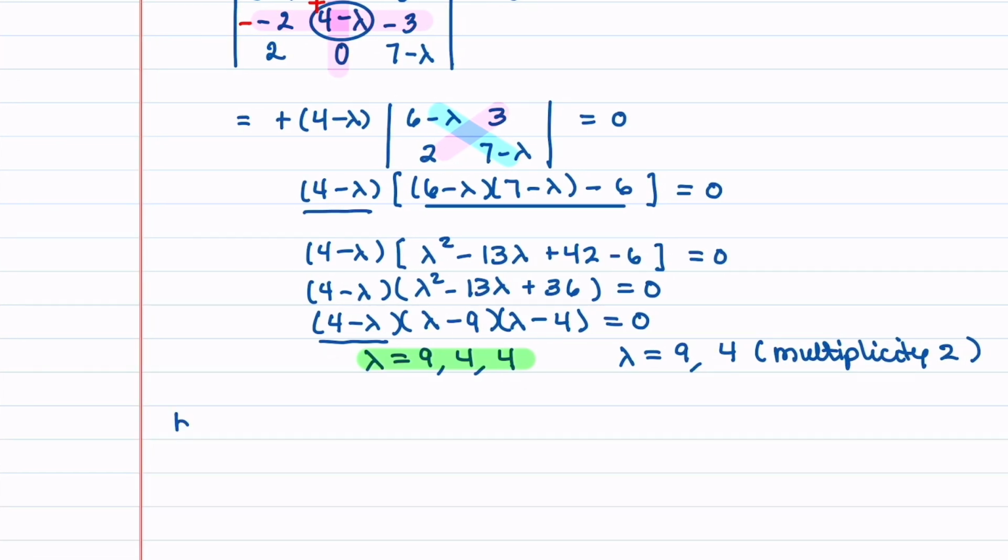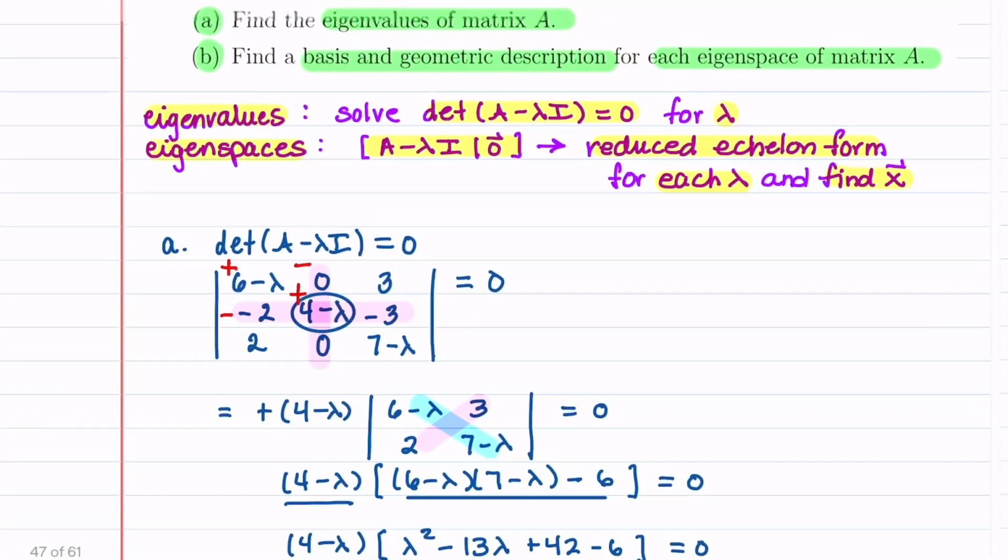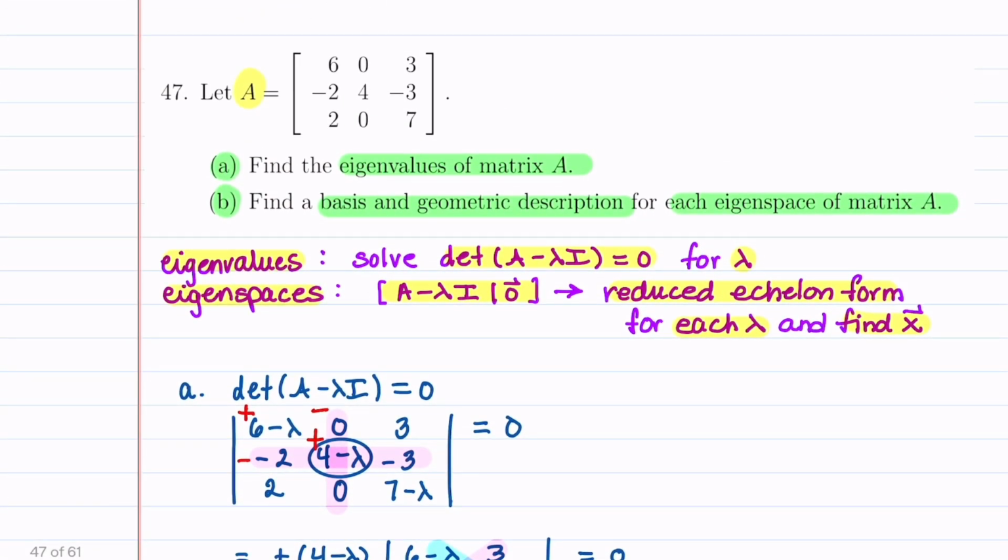I'm going to start by finding the basis associated with our eigenvalue lambda equal to 4. So what we're going to do is take A minus lambda I, augment it with 0, and put it all the way down to reduced echelon form. So let's go ahead and do that. We have our matrix A, and we're going to subtract 4 off the main diagonal. So let me go back up here and we'll highlight this.